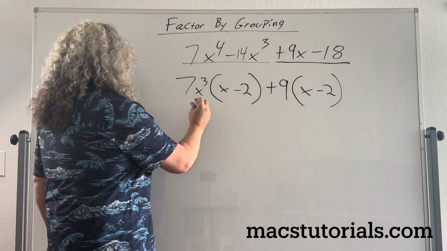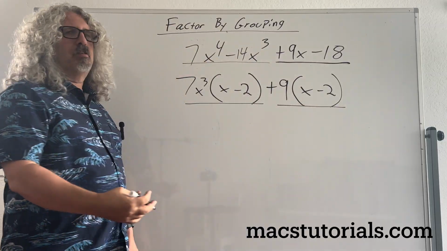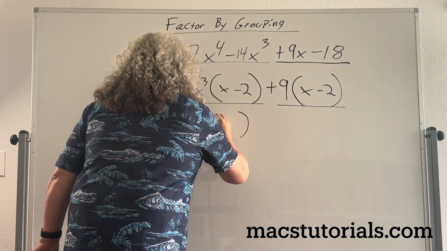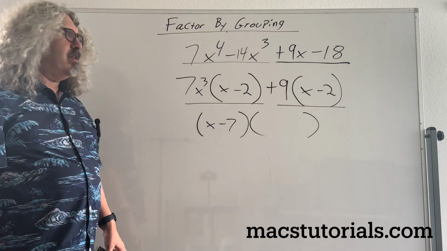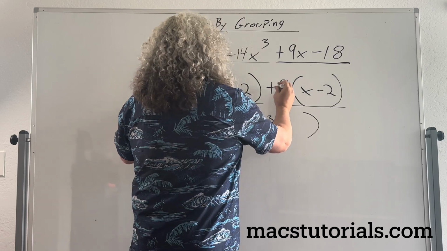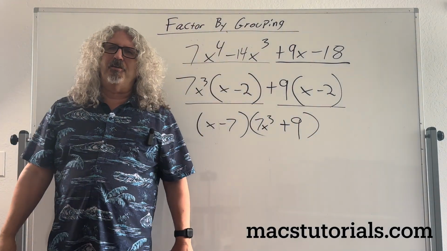Okay, now I'm just looking at it as this term and that term. What's the same between those? Well, of course, the x minus 2 is the same. And what am I going to put in the second parenthesis? The answer is everything that's left over, which is 7x cubed and a positive 9. And that, my friends, is factor by grouping.